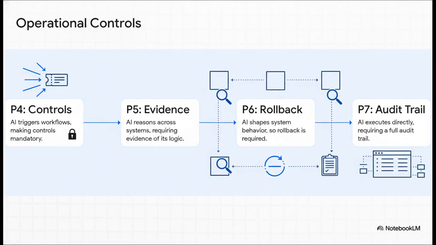In Phase 4, the system starts triggering workflows, so naturally you need controls to manage those actions. Then in Phase 5, it's reasoning across multiple applications, which makes that blast radius bigger, so you must have evidence of its logic. By Phase 6, it's embedding rules into the system's behavior, making rollback capabilities totally essential. And finally, in Phase 7, it's executing changes directly, which requires a complete audit trail, no exceptions. Each step up in authority demands a higher level of control.